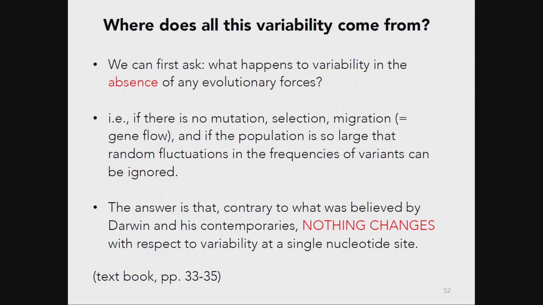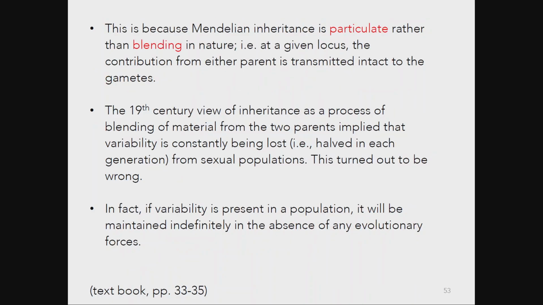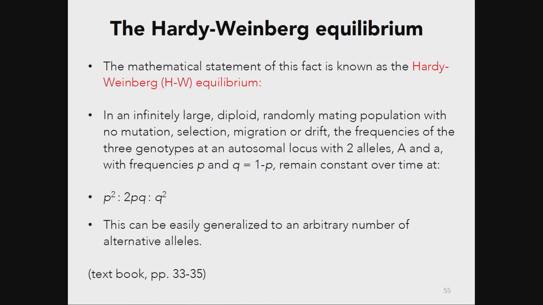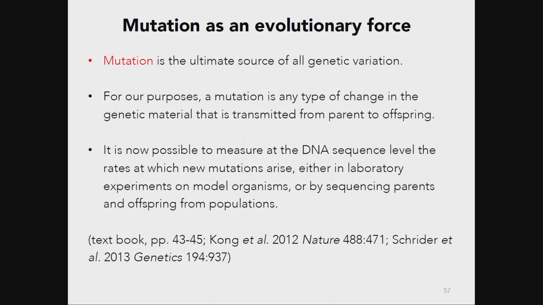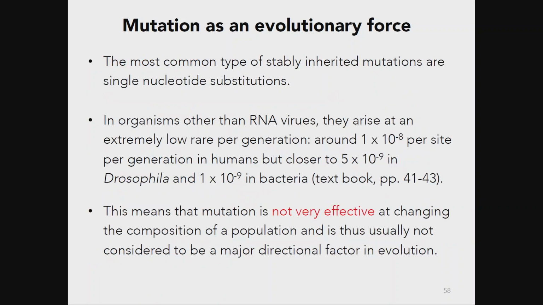Where does all the variability come from? Obviously from mutation. Mutation is the ultimate source of all genetic variation. And we can now measure mutation rates quite accurately. Actually, this estimate of 1.2 times 10 to the minus 8 mutation rate for humans comes from this Nature paper in 2012.